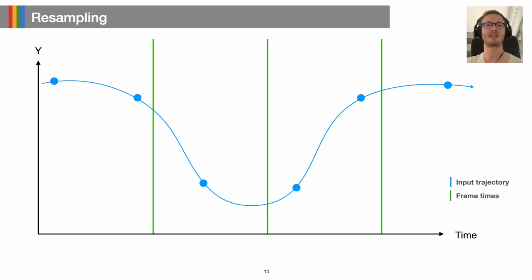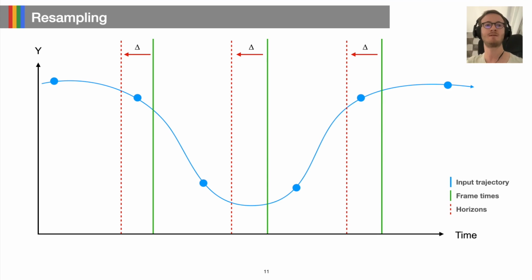Finally, we proposed a new technique to reduce the spatial jitter using linear resampling when the frame times can be known in advance. Let's take an input trajectory with input events in blue and frame times in green. The idea of linear resampling is simple. It consists in computing an input position for a fixed horizon delta from the next frame time. Here, the red dotted lines are the horizon.